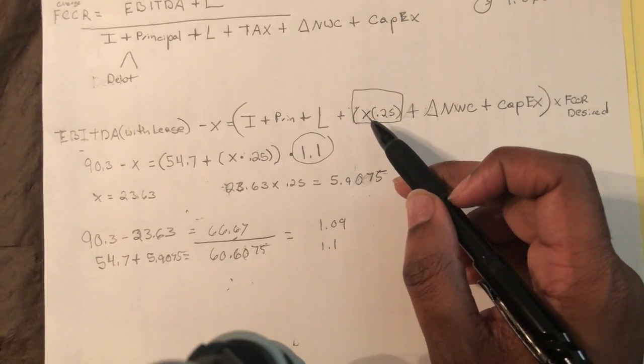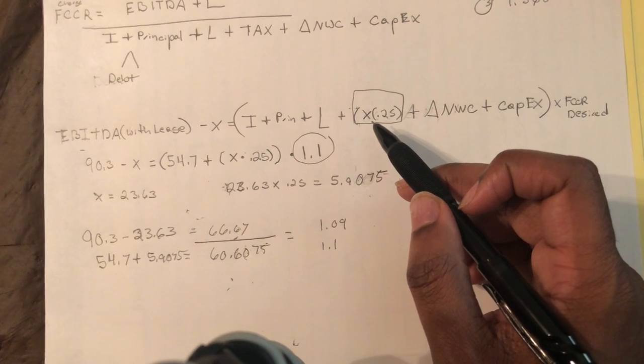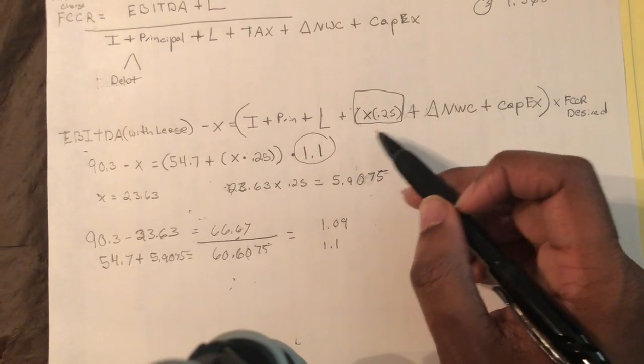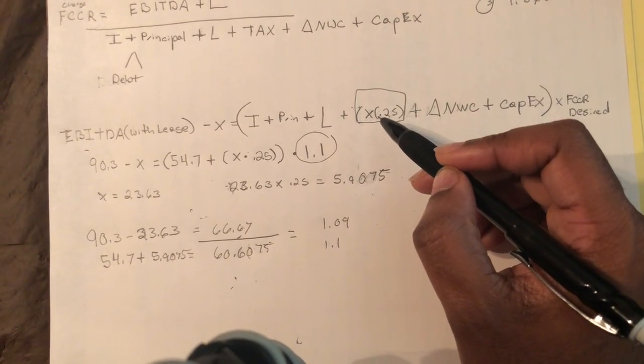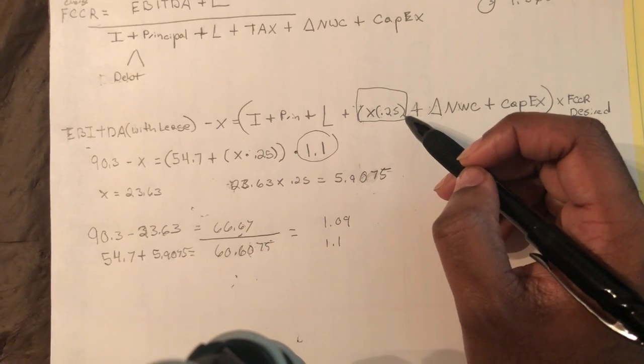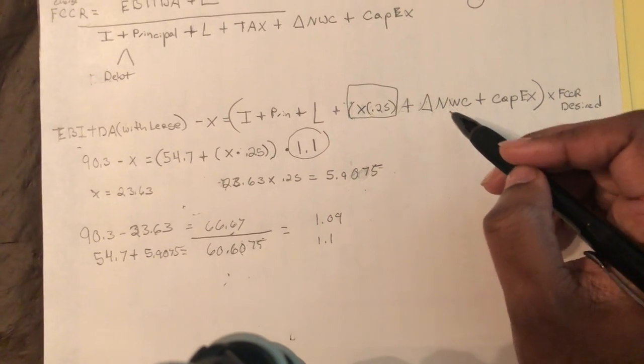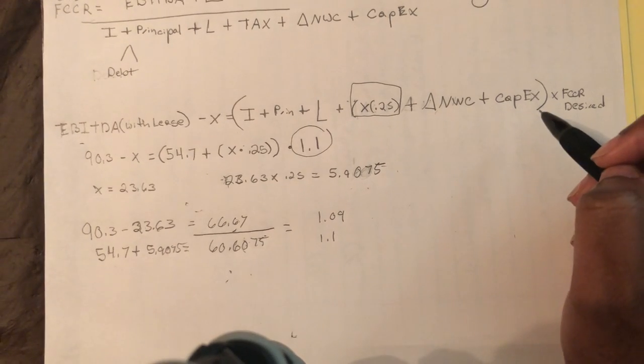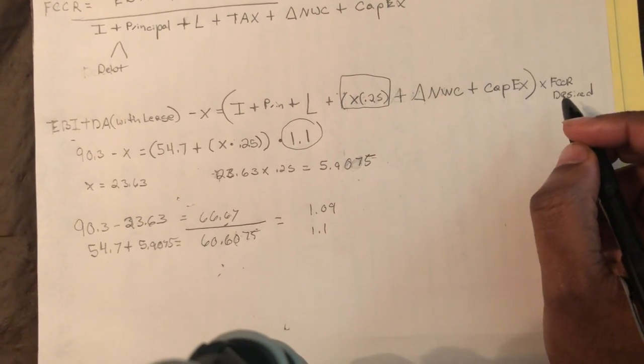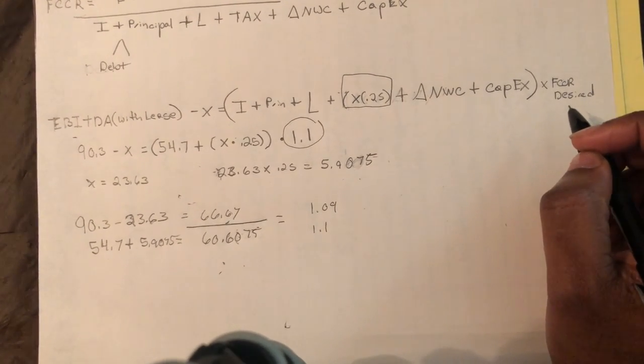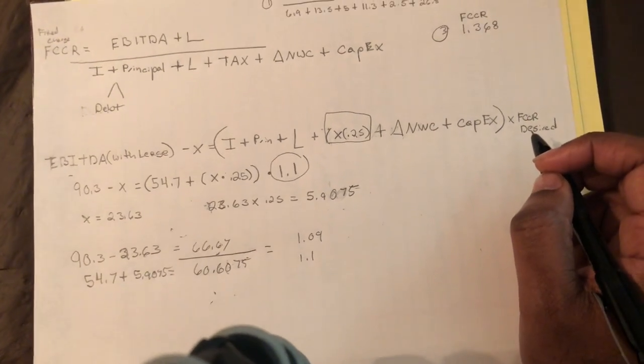So I put in the variable in here and kind of enclosed it. So X plus X times 25%, plus change in net working capital, plus capex, times the fixed coverage charge ratio desired, right? So I want to get to 1.1.